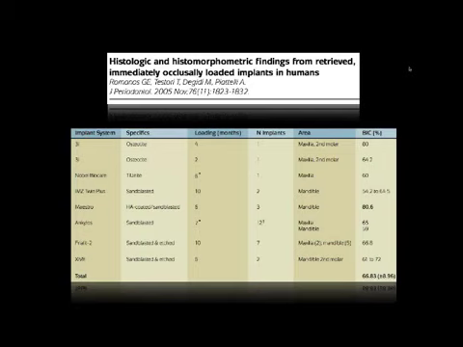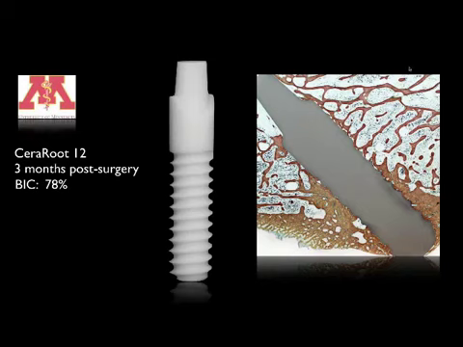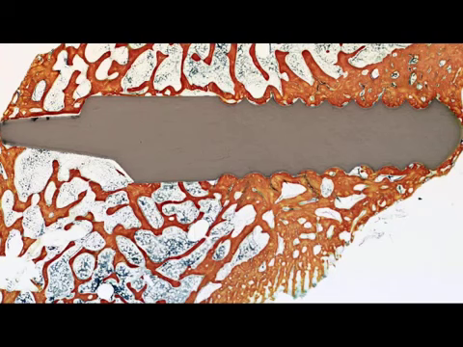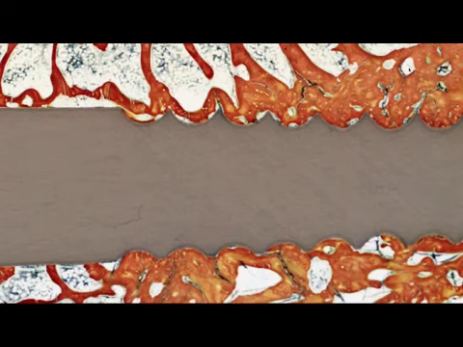The titanium BIC that Romanos published in 2005, and it's accepted in a lot of the literature, is that a BIC somewhere between 60 and 80% is what we see with nearly all designs of titanium implants, including Nobel's, Ankylos, and the 3i. The CeraRoot implant, which is the zirconia implant that I've been placing, in a more recent study showed BIC of 78% at 3 months post-surgery. And here we have a slide showing the intimate contact between bone and the surface of that implant.